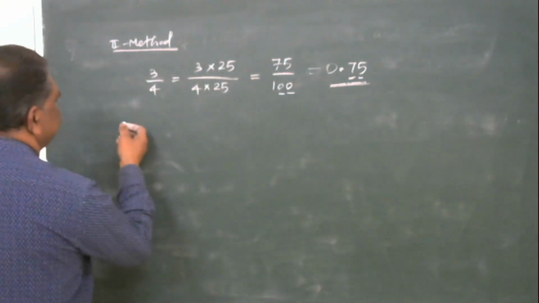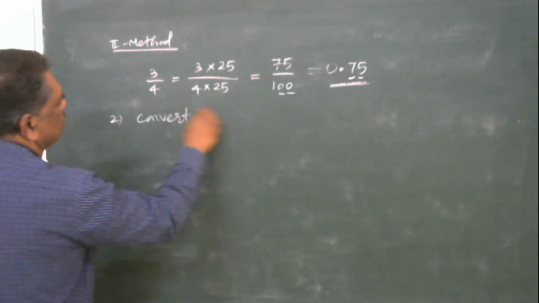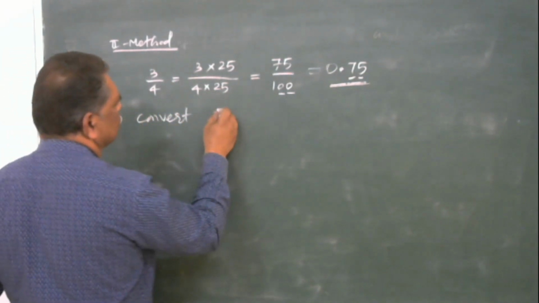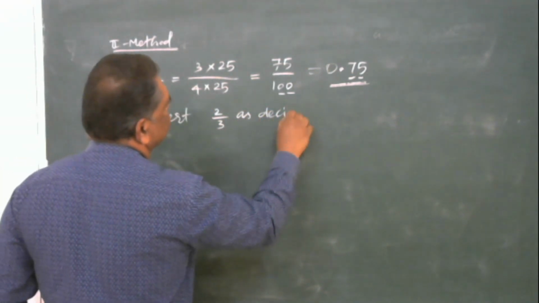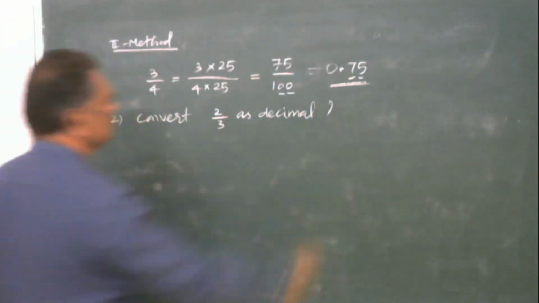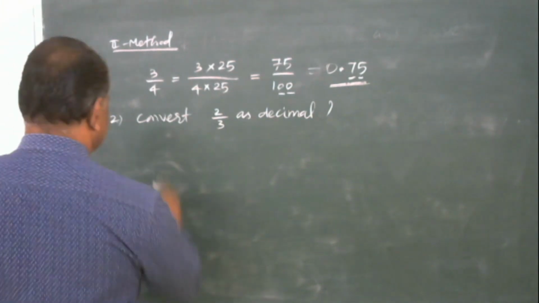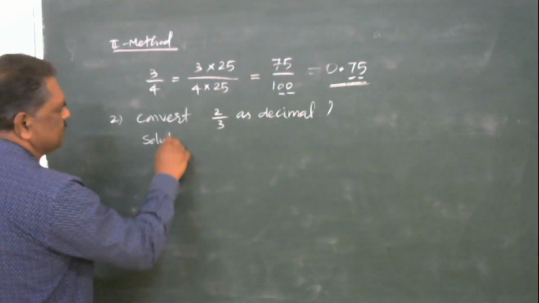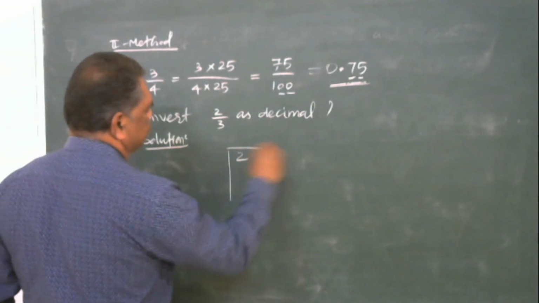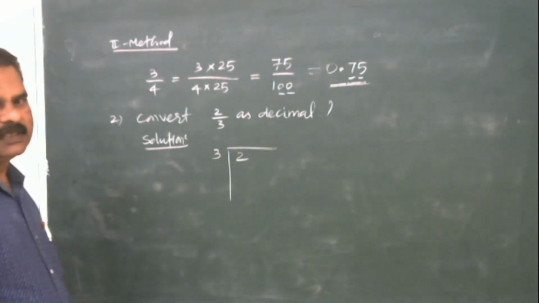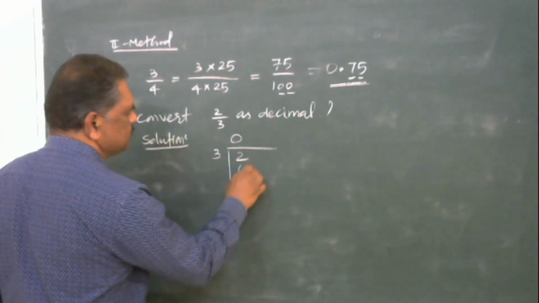One more example let me take. Second one, convert 2 by 3 as decimal. First method is long division. So I am going to use the long division. Divide 2 by 3. 2 units are there. 3 people, we cannot give any units. Units is 0, 0 3s are 0.